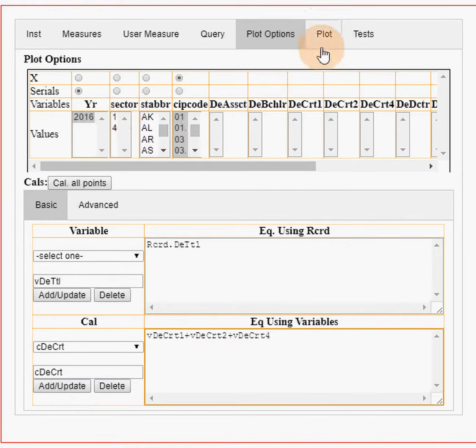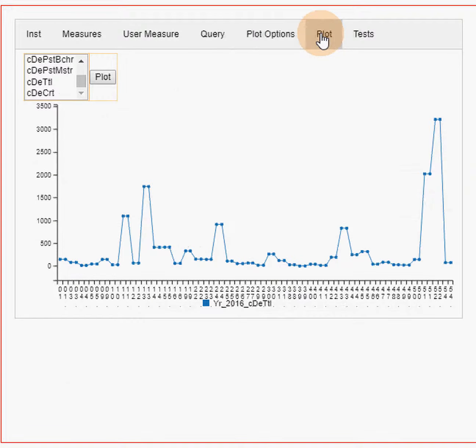And let's go to the plot. Again we start with the x-axis as zip code, and we have one series that's defined by the year. I calculate all points, and we go to the plot. Again, we start with the total, and that's what you see. Again, we see the 52, the business, and the medical, 51, and the 13, the education.